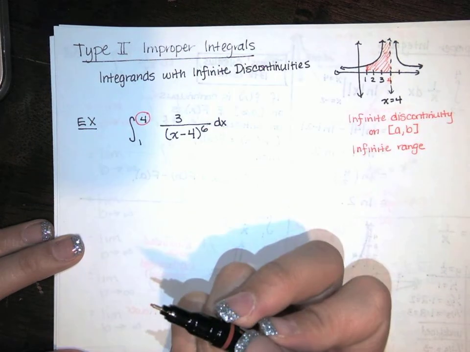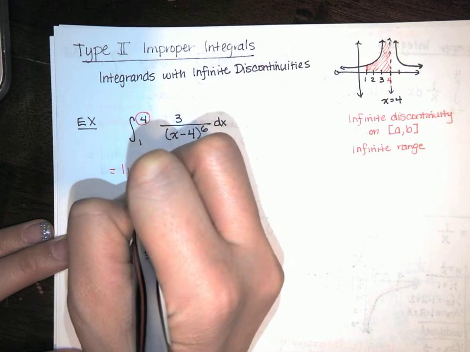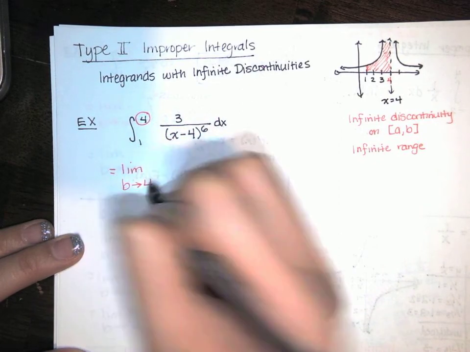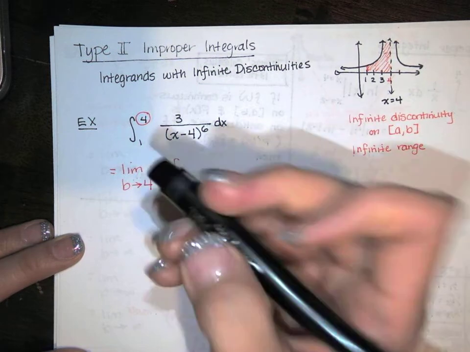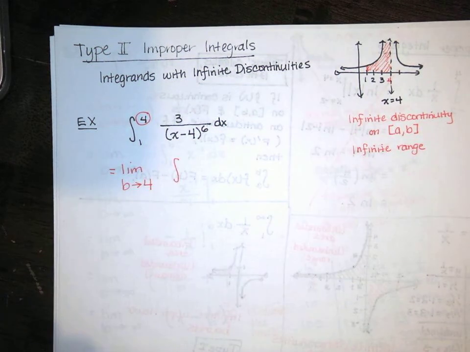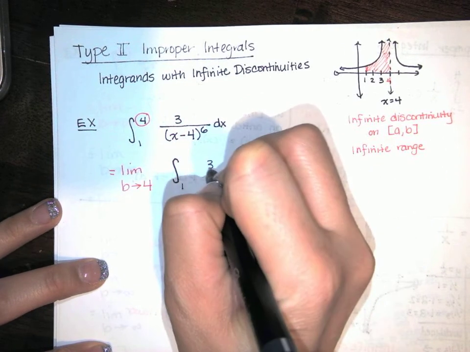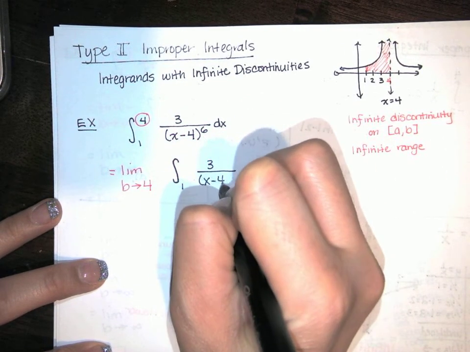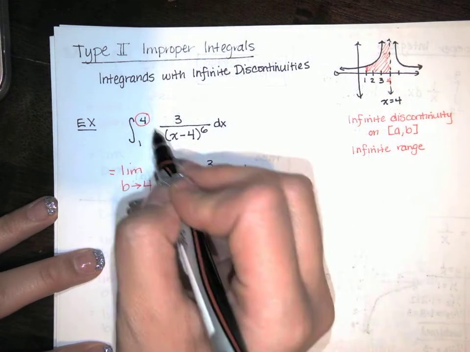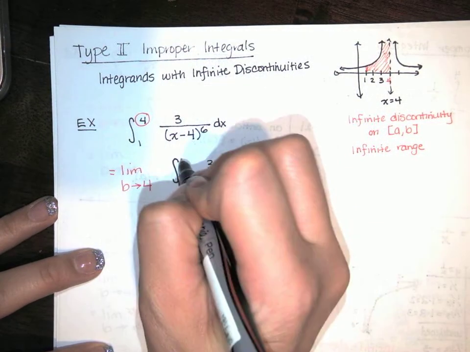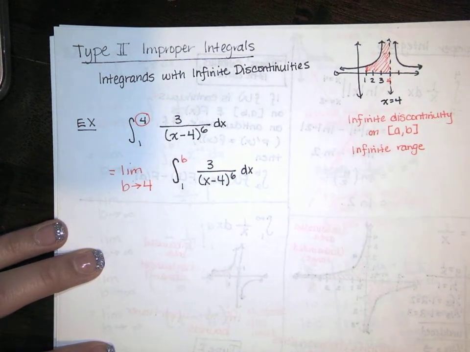Since the problem x value occurs at the upper limit, I'm going to take the limit as b approaches 4 from one side. We're going to talk about which side that is in just a minute. I'm going to leave everything else the same. Even the integral I'm going to leave the same. I'm going to have a 1 there, I'm going to have a 3 here, x minus 4 to the 6th is still there, exactly the same. But I'm going to replace that upper limit of 4 with a b. This is improper, but this is not.